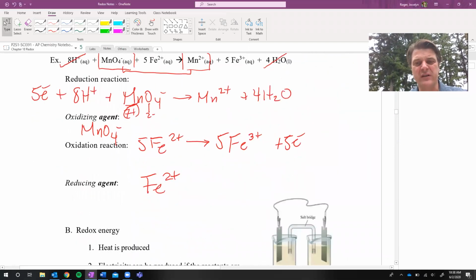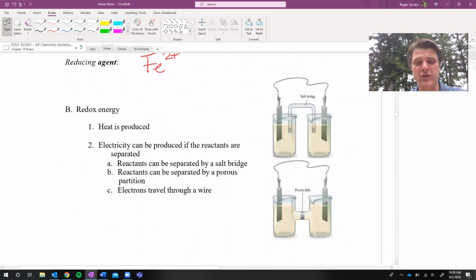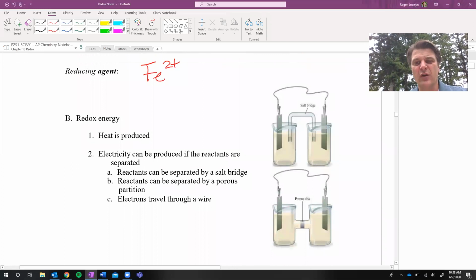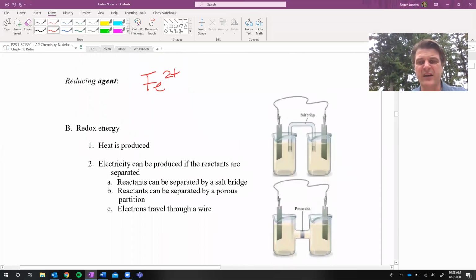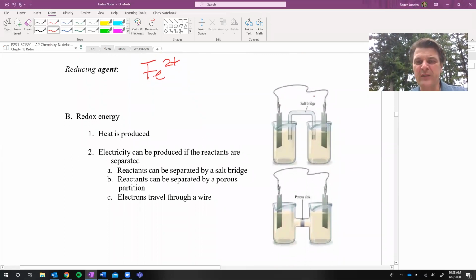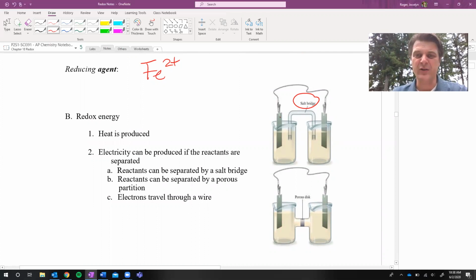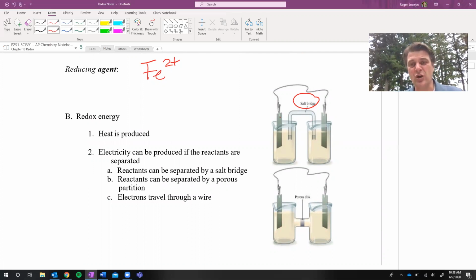This is the purpose of the salt bridge. So the salt bridge, if you look on this second diagram, there's a salt bridge right there. So that's what it is. And that's where the anions are going to be moving from one side to the other to rebalance the charges between the two sides.